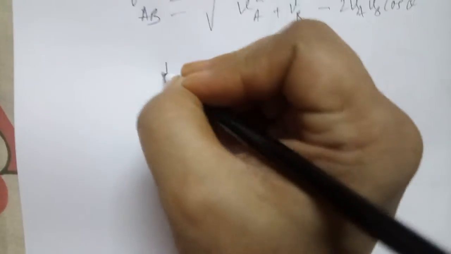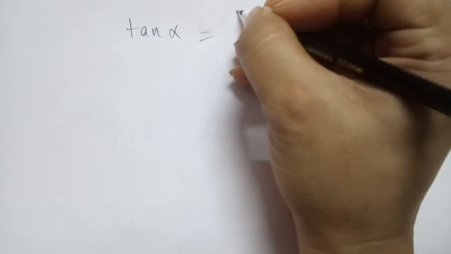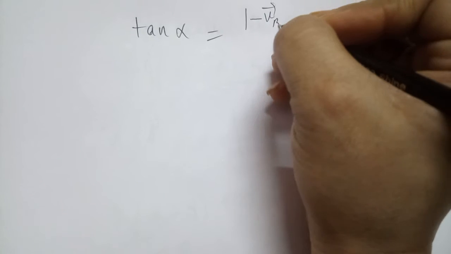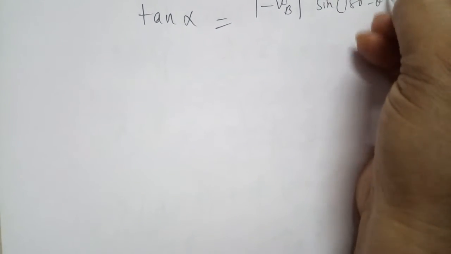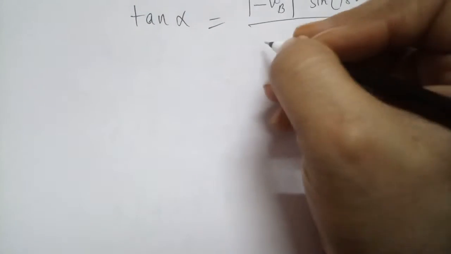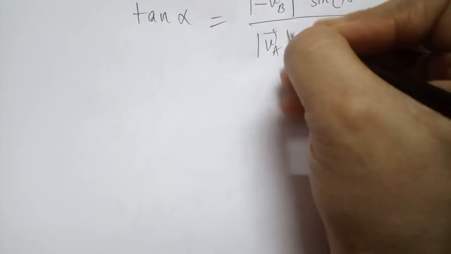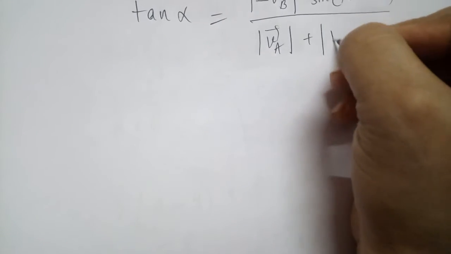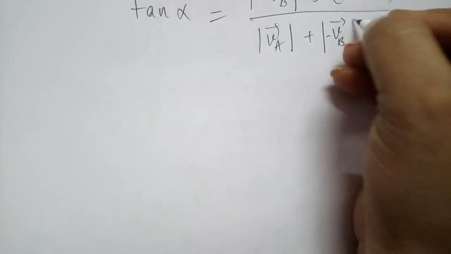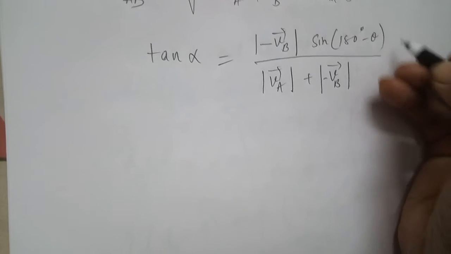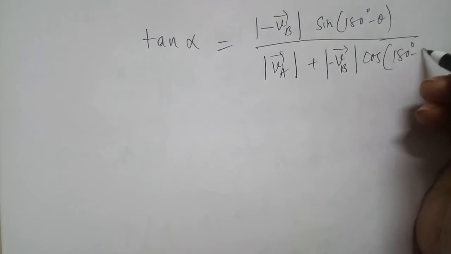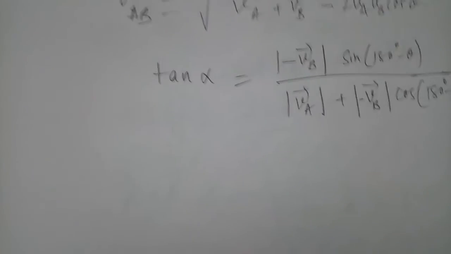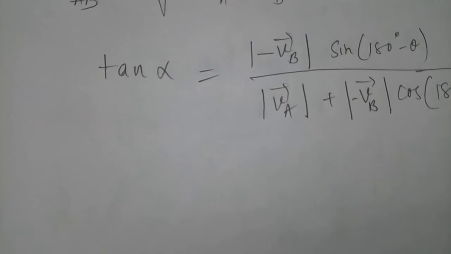tan alpha is equal to minus vb sine of 180 degrees minus theta, divided by modulus of a vector plus modulus of minus b vector times cos of 180 degrees minus theta. Because if you remember, we had already done this in the parallelogram law of addition of vectors; there we had used this formula.